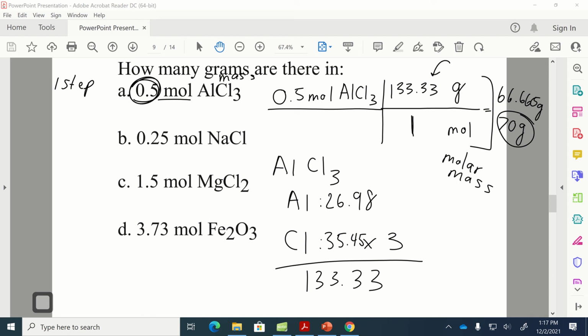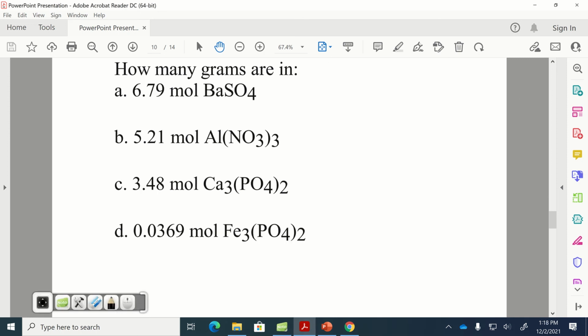Okay. Moles to grams, and again, you'll see I basically do the same thing. It's not like I'm jumping off too fast here. But I'm going from moles to grams. I need to find the molar mass. Moles on the bottom, grams on top, because I start with moles, and I solve. Okay? Let's try another one.